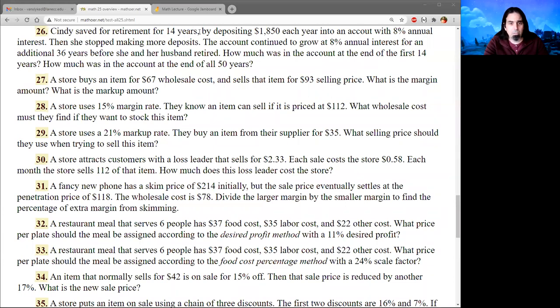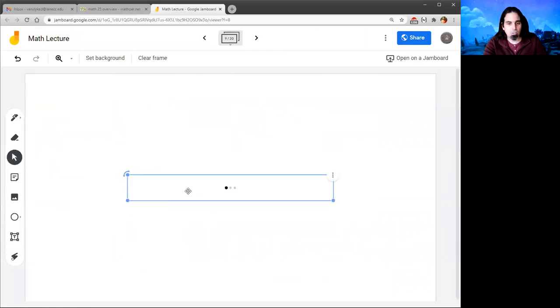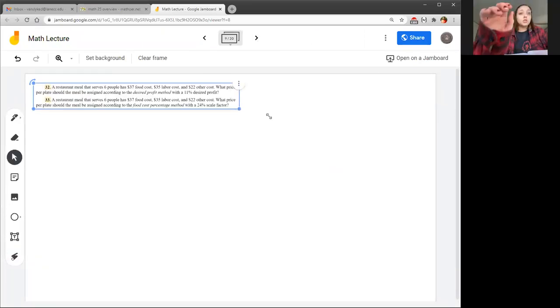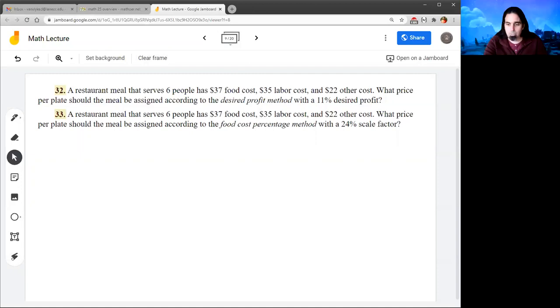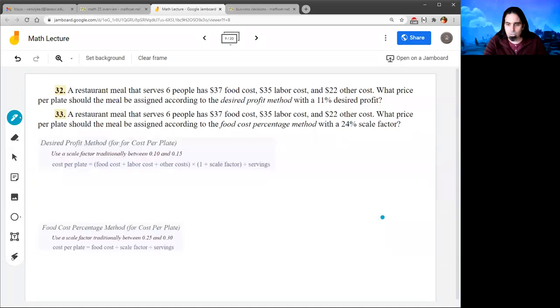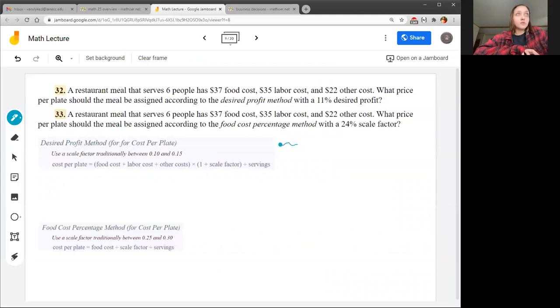This is something we haven't done in a lecture yet because no one this term is in the culinary program, but it's not hard to do. I'm going to pause the record. Okay, so for the restaurant, if we looked here at entree pricing as a topic, there's two formulas. The first one is just our markup pricing with one more step at the end.